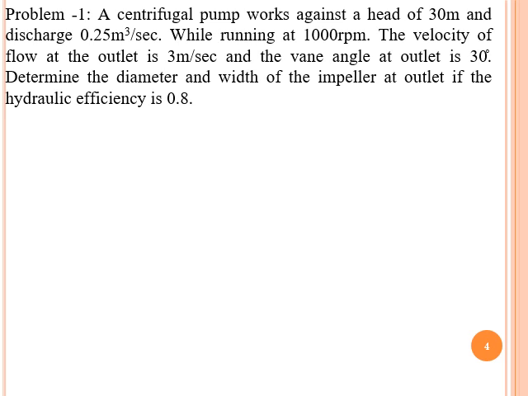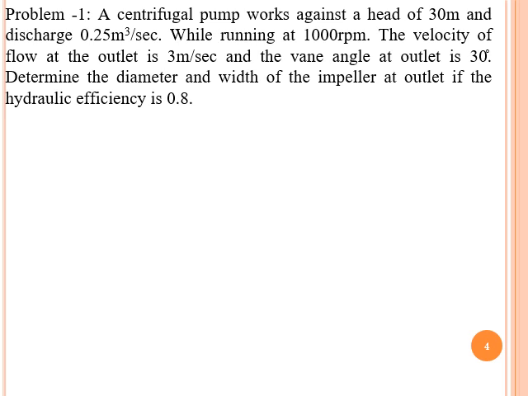So first of all, by reading this numerical, try to write the given data here. A centrifugal pump works against a head of 30 meter. That means the manometric head in the centrifugal pump is 30 meter, and discharge, denoted by Q, is equal to 0.25 meter cube per second, and speed is given as N equals 1000 rpm. The velocity of flow at outlet is 3 meter per second.